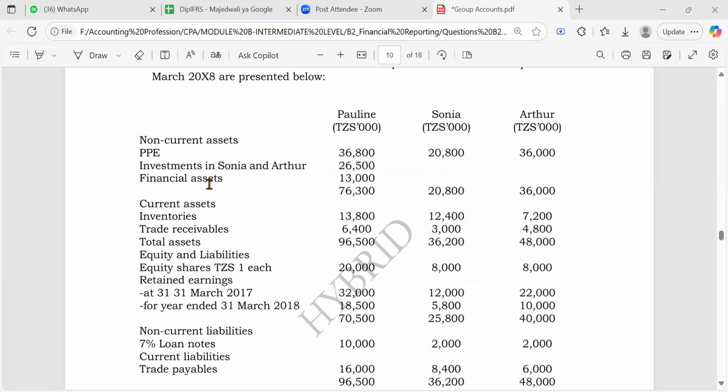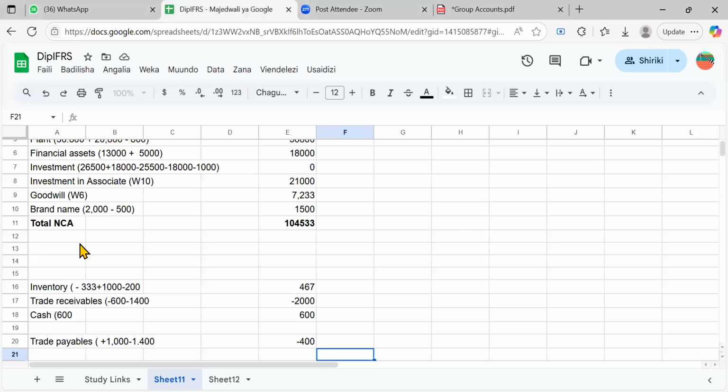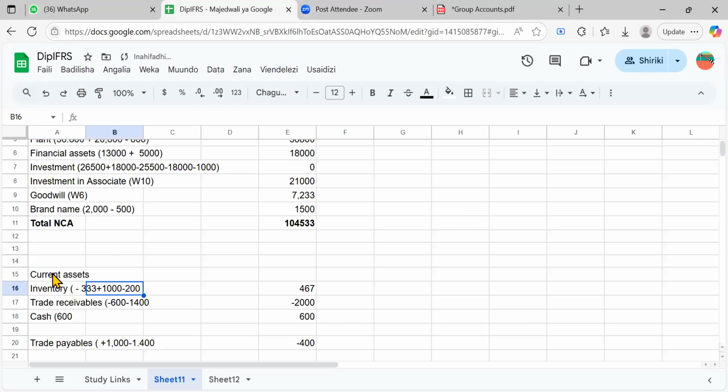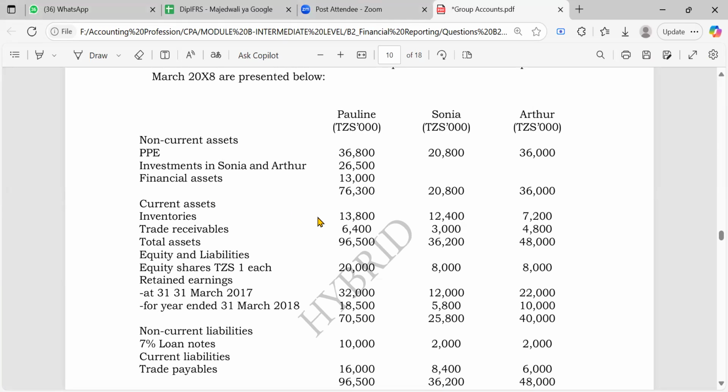Okay, so let's go to the current assets. We have the total for non-current assets already. On current assets, we have inventories. Did we have it here again? Yes, we had our inventory too here, right? We could just say current assets, that's it. The inventory here, we also just take, we said we add the parent and subsidiary, so 13,800 and 12,400, right?